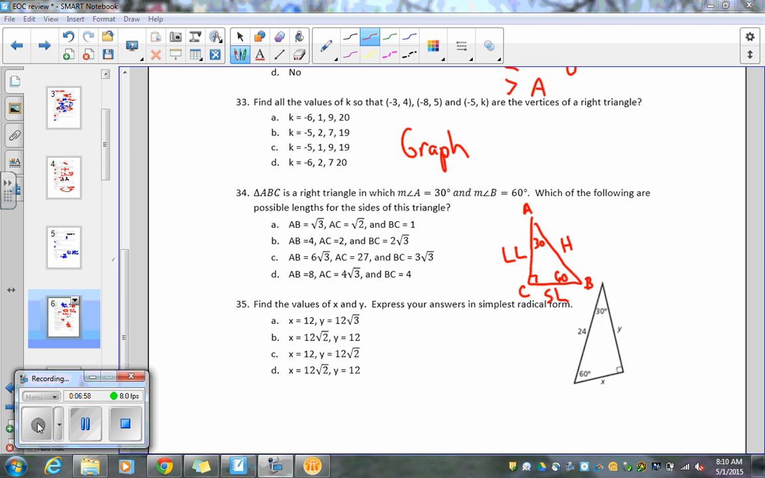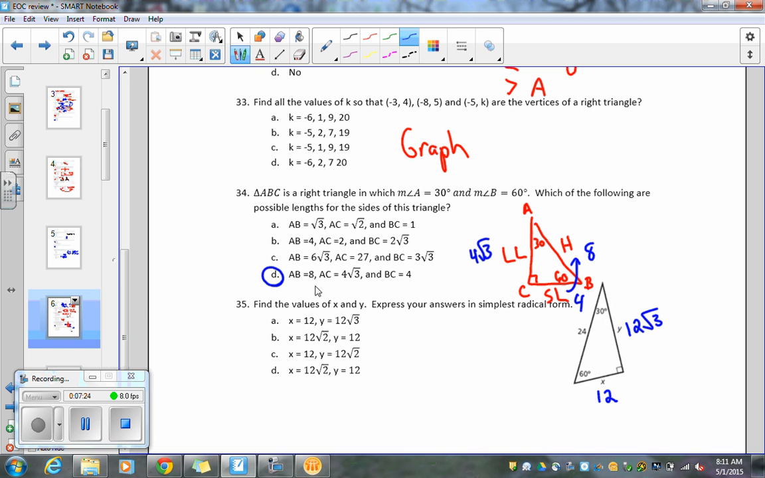Just by looking at this, whatever my short leg is, my hypotenuse is going to be multiplied by 2. Looking at my answers here, if BC was 4, the hypotenuse will be 8, which means the long leg will be 4 radical 3. That is D. Find the vertices of X and Y. So this is my hypotenuse, this is my short leg. I'm dividing by 2 to get my short leg, and multiplying by radical 3 for my long leg. So 30, 60, 90 triangles.